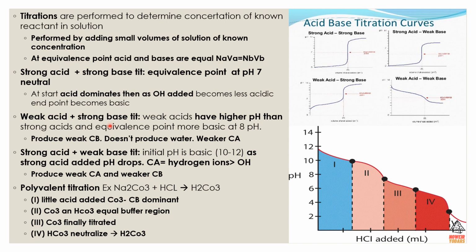Next we have weak acid plus strong base titration. So with the weak acid, it starts a little bit higher than the strong acid. Let's say it starts at pH 5 because it's a weak acid. So you keep adding OH until you reach the equivalence point. And the equivalence point could be a bit higher than 7, like 8 or 9. And the end point is basic as well because it's a strong base. It produces a weak conjugate base and doesn't produce water, and it has a weaker conjugate acid.